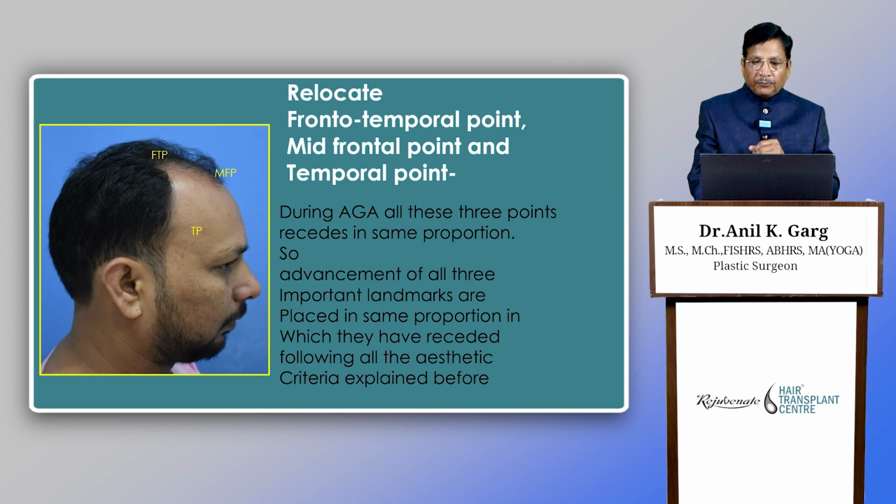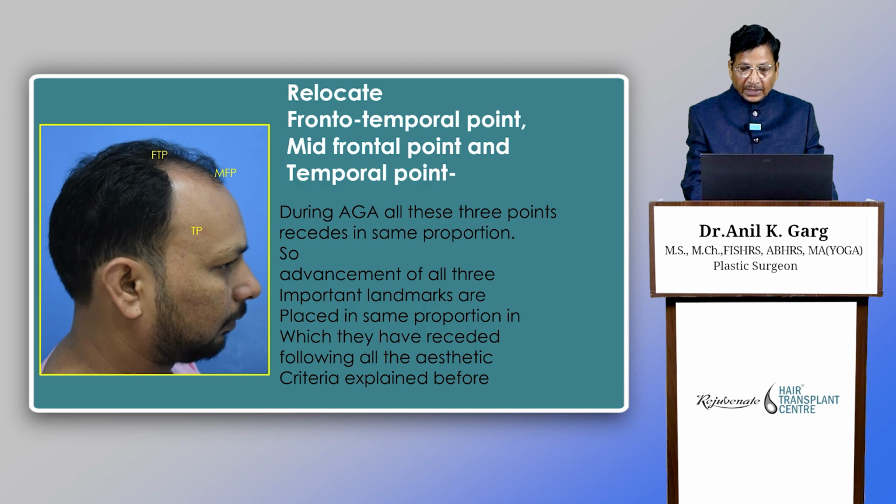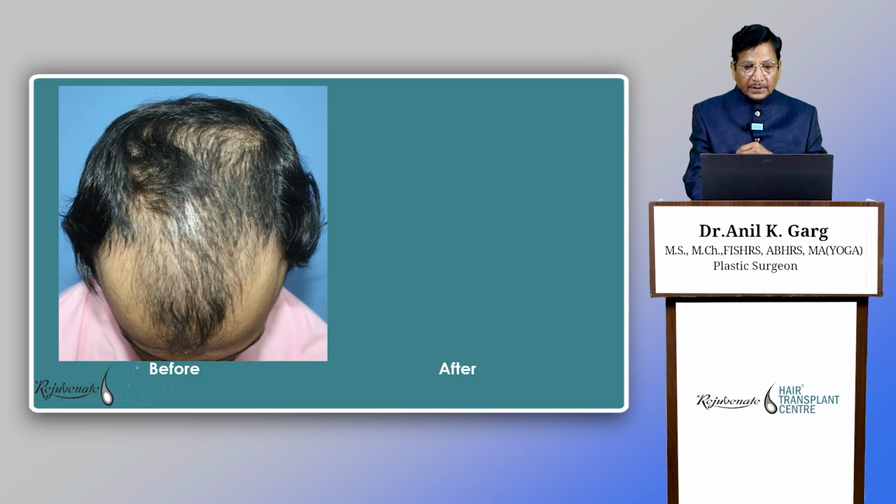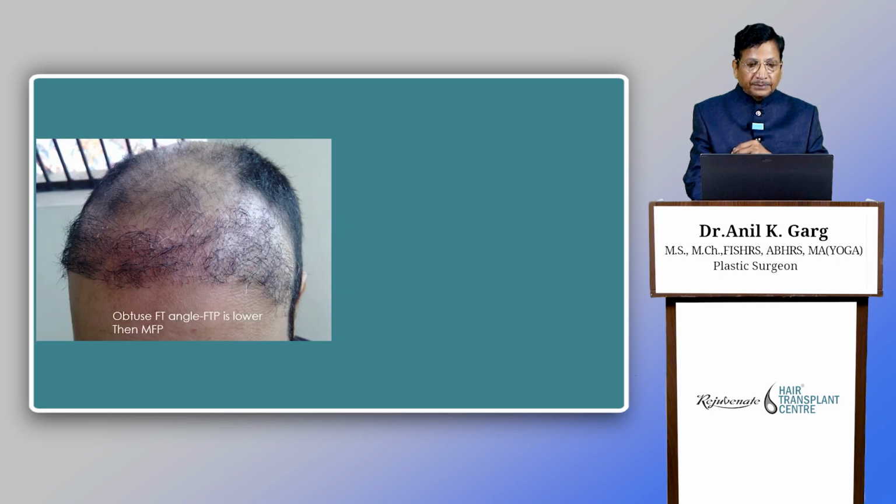Now, to relocate the frontotemporal point, midfrontal point and the temporal point: during AGA, all these 3 points recede in the same proportion. So the advancement of all three important landmarks is done in the same proportion in which they have receded, following all the aesthetic criteria which I explained before. So let's see, this is FTP, TP and midfrontal point. We need to advance them in the same proportion. This was done here in this case. This was done here in this case.